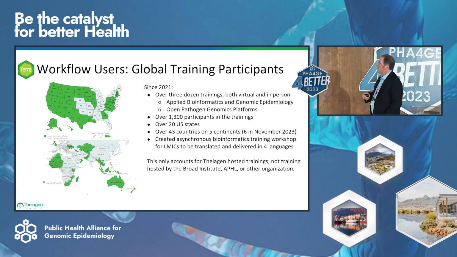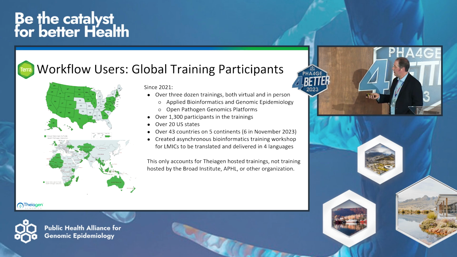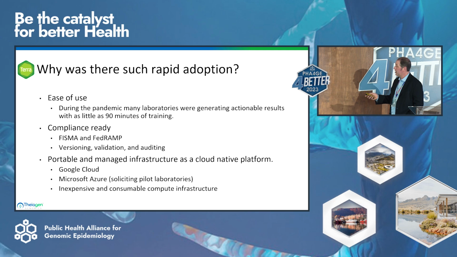Okay, and so even though we don't know who's using it, we know who we've trained. And since 2021, we've had over 36 trainings, virtual and in-person, genomics, genomic epidemiology, different pathogens, 1,300 participants, 20 US states, 43 countries, asynchronous, et cetera. So you could see the efforts of where the participants were, and actually this week we're officially in South America with a training in Paraguay. So it's really, really quite broad.